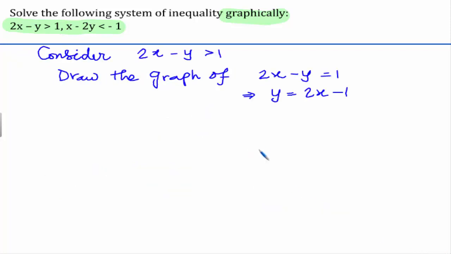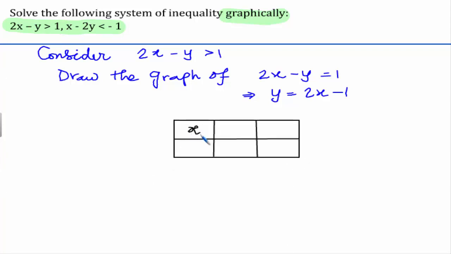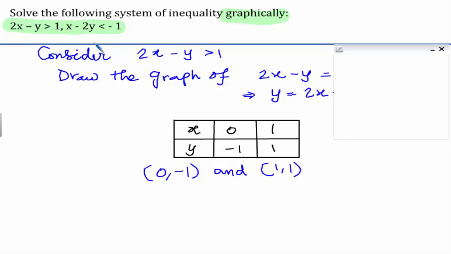Now we have to prepare the table for this to draw the graph. Let us select the values for x and we get the values for y. If x is equal to 0, then y will be minus 1. If x is equal to 1, then y will also be 1. So then what are the ordered pairs we are getting here? 0, minus 1 and 1, 1. So using these ordered pairs, let us draw the graph now.